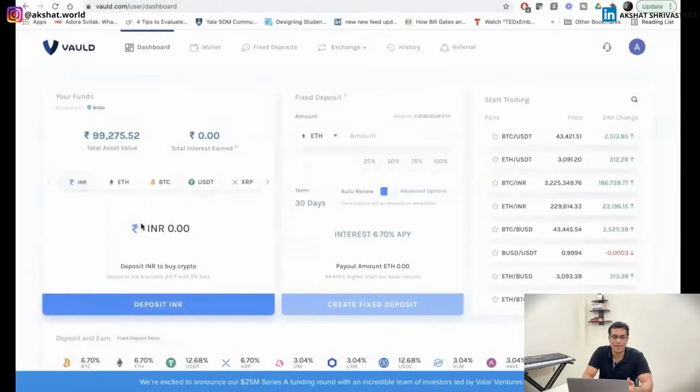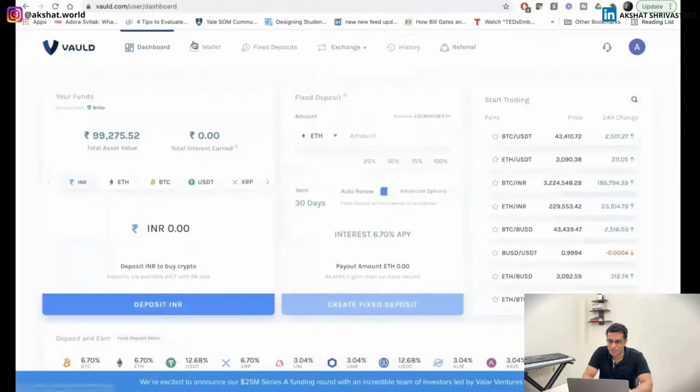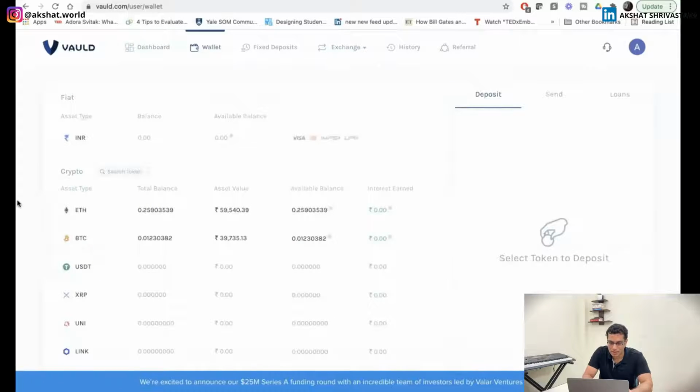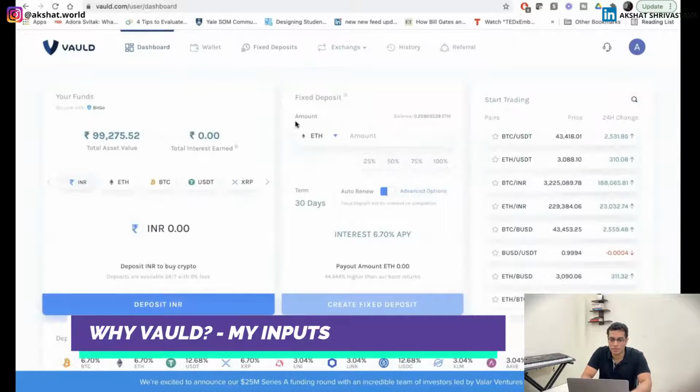Now see, my INR is 0, as I just showed you. And my total asset value is this. Let me check what I have in my wallet. You can see that I have a total balance of Ethereum as 0.2590 and Bitcoin as 0.012303382, whatever. So it's a fractional amount. I'm a fractional owner of Bitcoin and Ether. Now let me show you the number 1 reason why I'm using Vault.